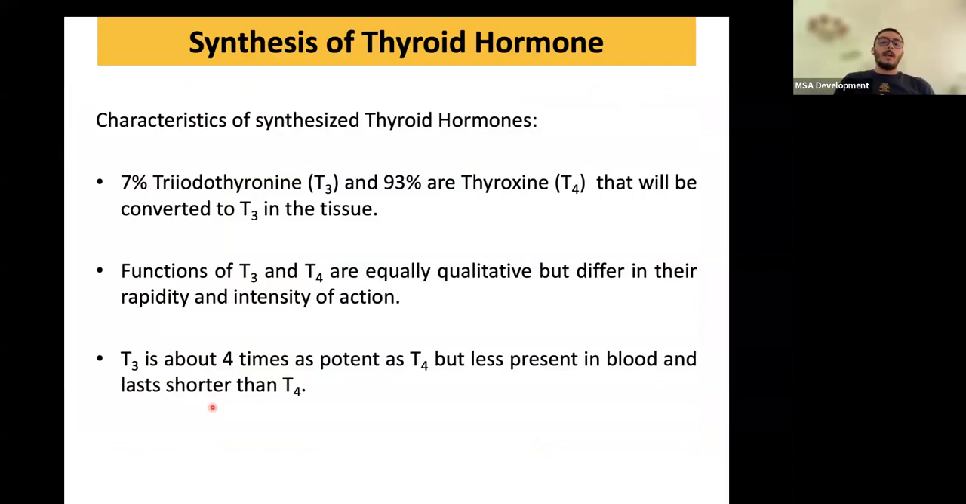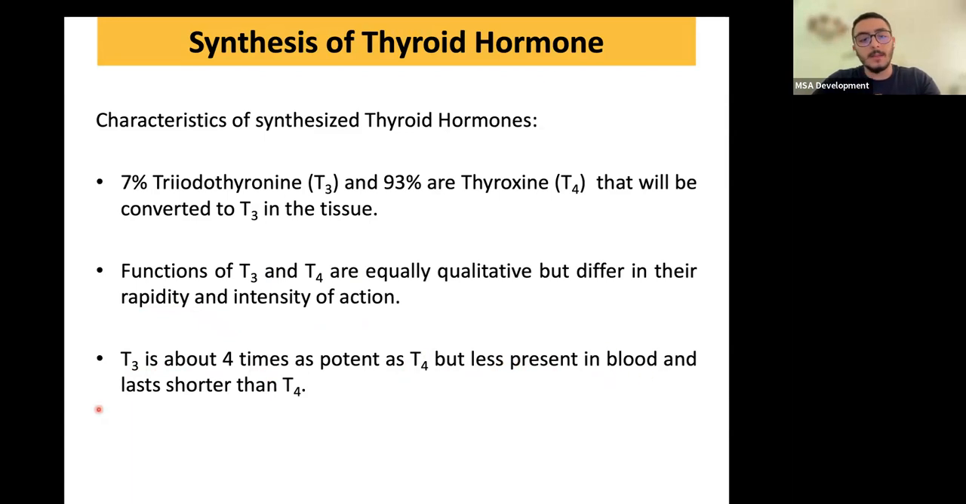This is because there is a slight difference between T3 and T4. They function equally qualitatively. However, they differ in the rapidity and intensity of the action. T3 is 4 times more potent than T4. And what do we mean by potent here? We mean that a lesser amount of T3 is required to achieve a similar effect to a huge amount of T4.